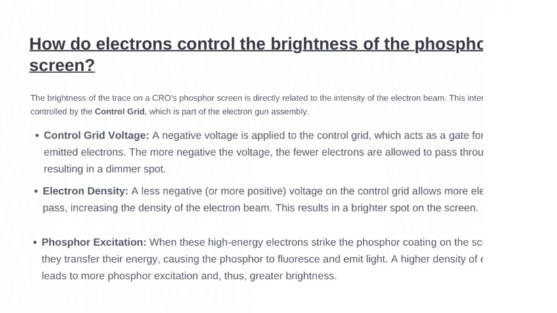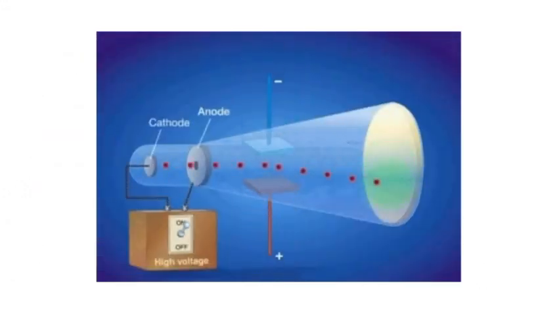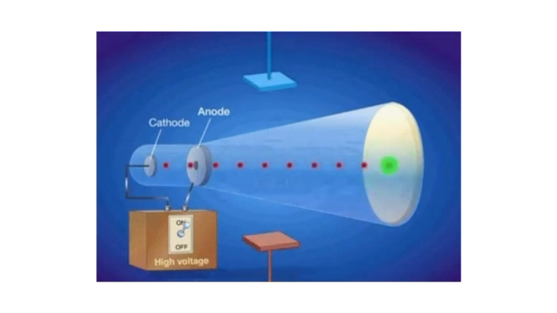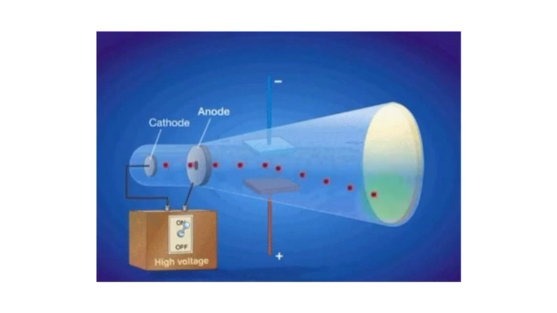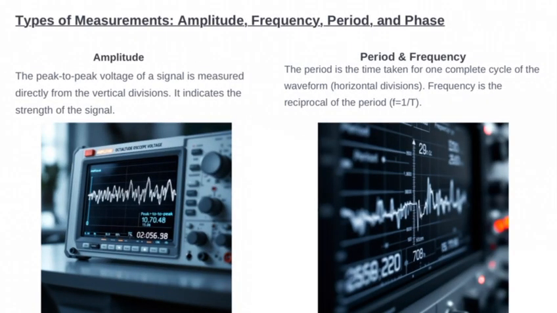The brightness is controlled by the control grid in the electron gun. If the control grid is made more negative, fewer electrons pass through, and the spot becomes dimmer. If it is less negative, more electrons reach the screen and the spot becomes brighter. This change in brightness happens because a higher number of electrons causes more excitation of the phosphor coating on the screen.